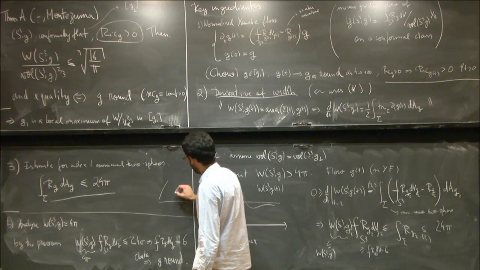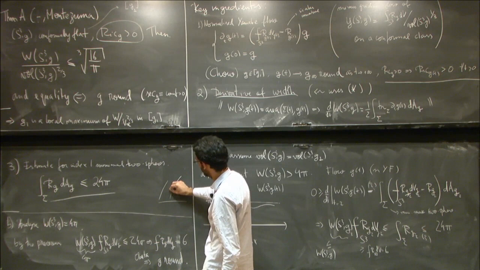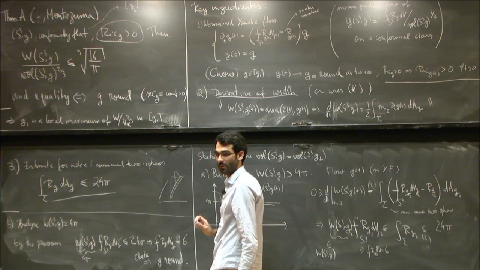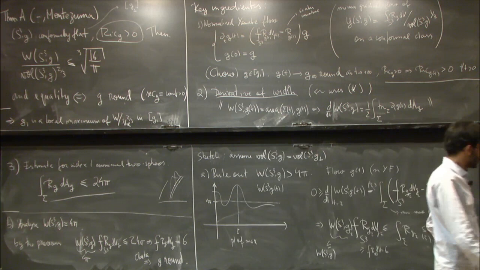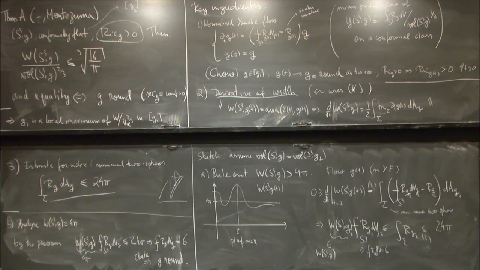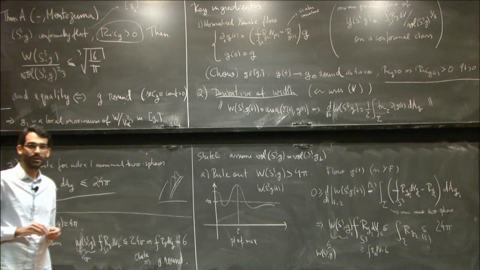You can imagine this is the space of metrics with volume 1. This is a given conformal class, and the picture of the width is like this. And for a nearby conformal class, the picture of the width is going to be like this. So you have a local maximum here, and a local maximum here. Is omega 1, 2, 3, 4 the same? Yeah, I wouldn't dare to conjecture that. I would dare to conjecture that the second width is equal to the first width, but not more than that.